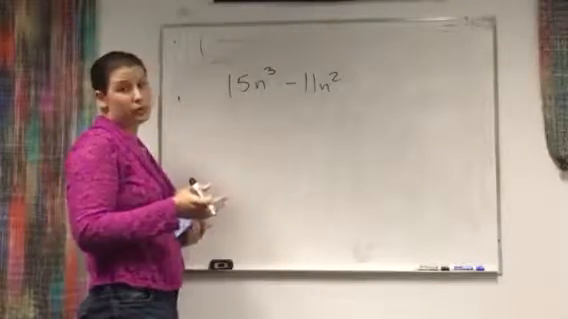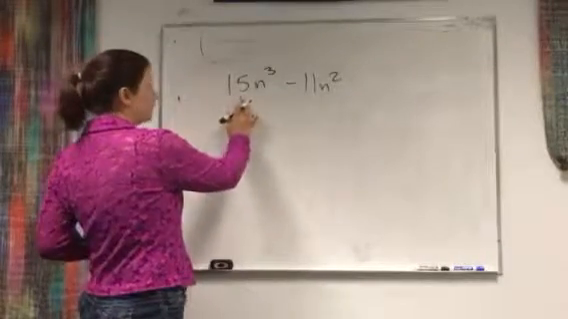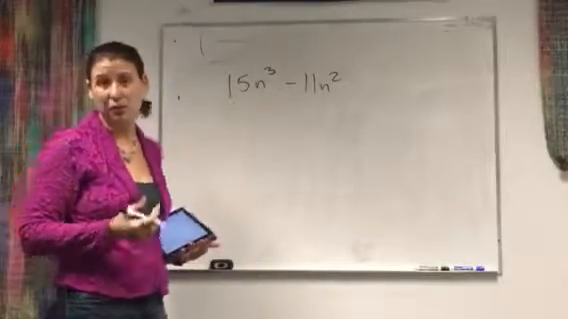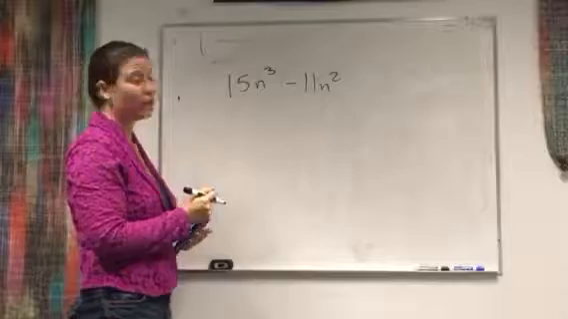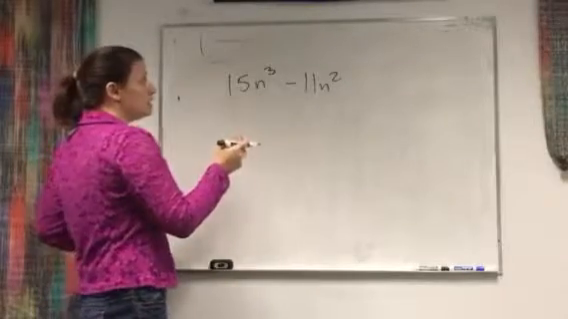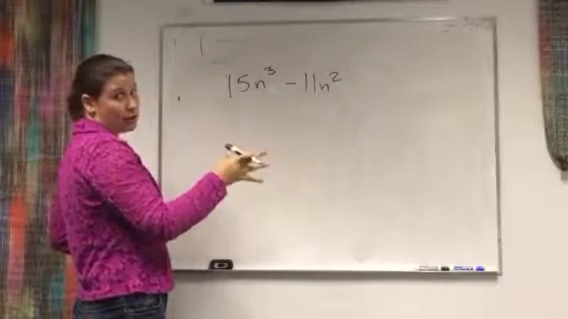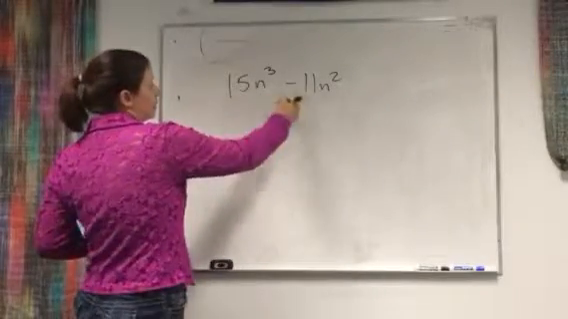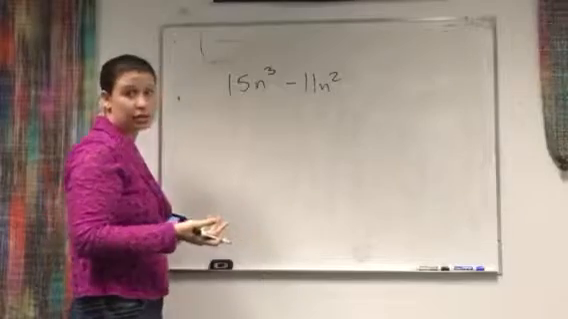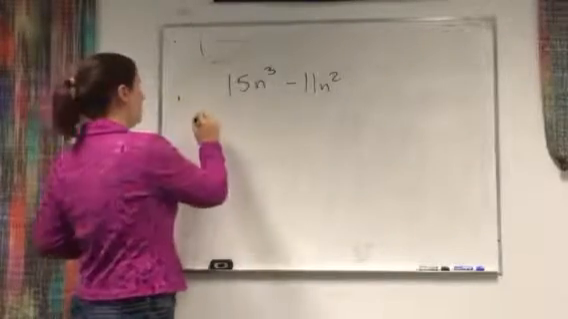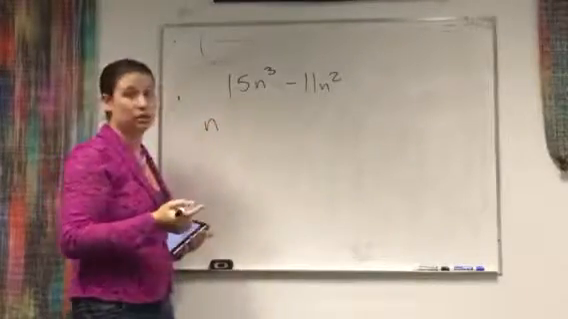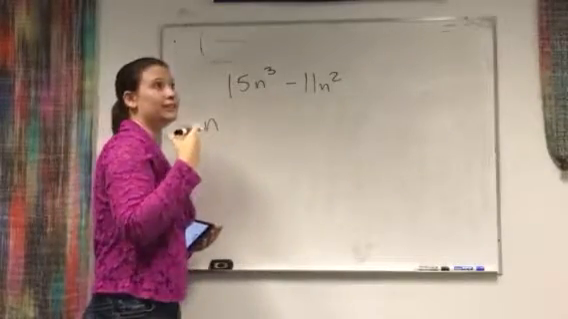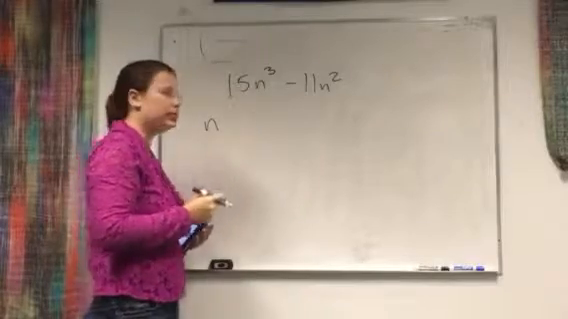So the first thing we want to look at is the numbers. 15 and 11, well, they don't have anything in common, for one thing, because 11's prime, right? So that means the numbers don't have anything in common, so we can't factor any of them out. However, the variables do have things in common, right? They're both n's, meaning we can factor at least one n out, but we can factor out as many as we can. That's what we're going to look for.